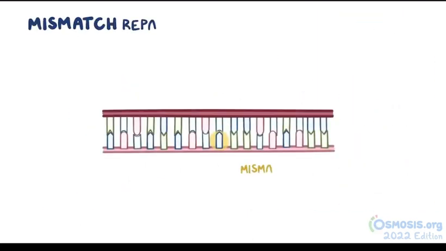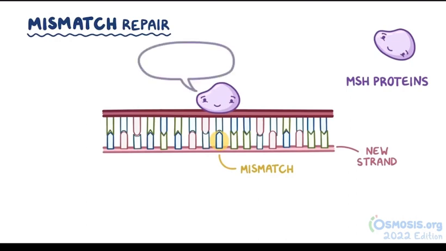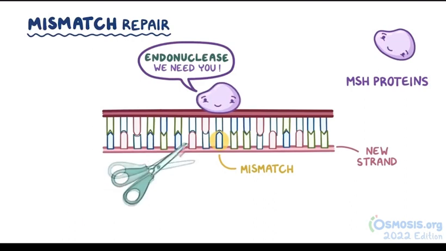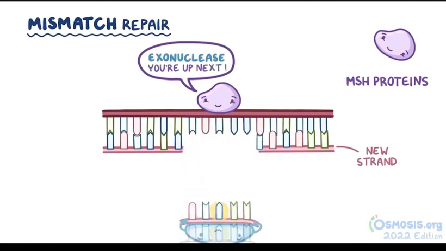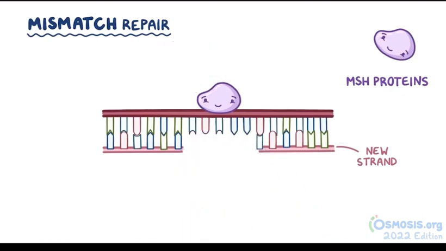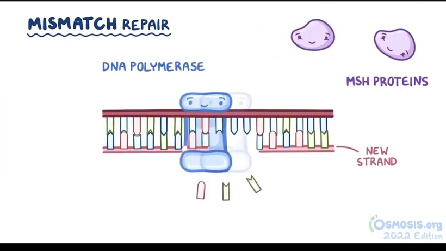Next is mismatch repair, which relies on special proteins called MSH proteins, and fixes the remaining errors after replication. When MSH proteins see a mismatch in a newly synthesized strand, they recruit an enzyme called endonuclease that acts like a pair of scissors and severs the nucleotide bonds from the DNA strand. Then another enzyme called exonuclease removes the damaged segment of DNA, leaving a gap in the daughter DNA strand. Then DNA polymerase can come in and fill this gap with new nucleotides.